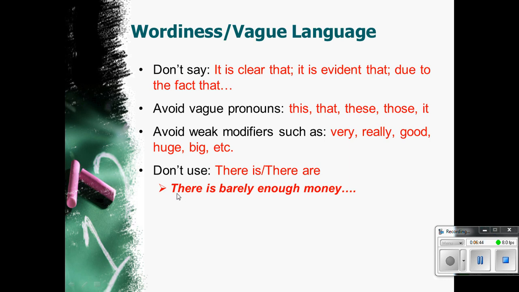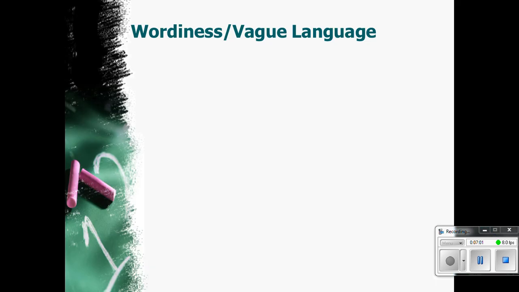So this sentence begins, there is barely enough money. When really, what do you want to focus on? You want to focus on the scarcity of money. So instead, you can say, barely enough money exists. And there, you're taking out this slow start and you're putting the focus and the emphasis on what is important.